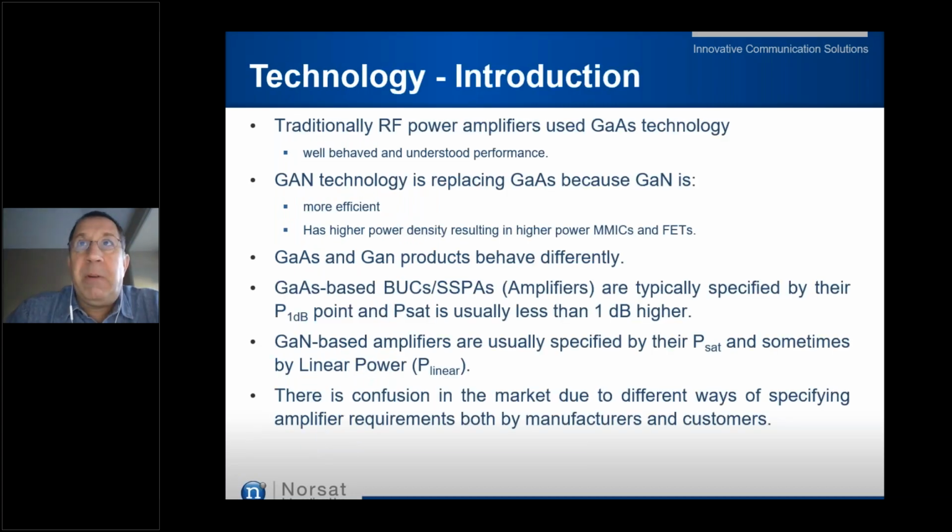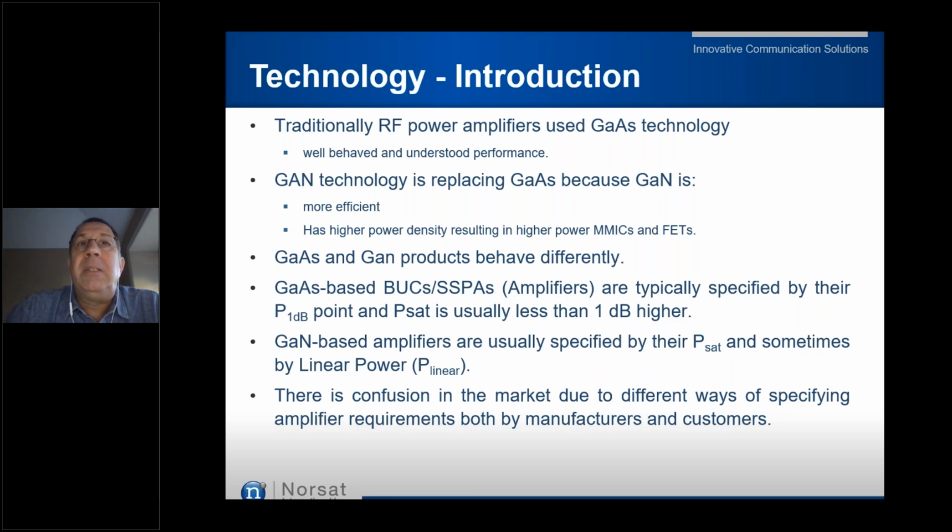So probably everybody knows that traditionally RF power amplifiers have used a GaAs technology. It's well behaved. It's been around a long time. Performance is pretty well understood. However, recently GaN technology is replacing the GaAs, and the biggest reason for this is that the GaN is more efficient and it allows higher power density, resulting in higher power MMICs and FETs. However, the GaAs and GaN products and components, they do behave differently.